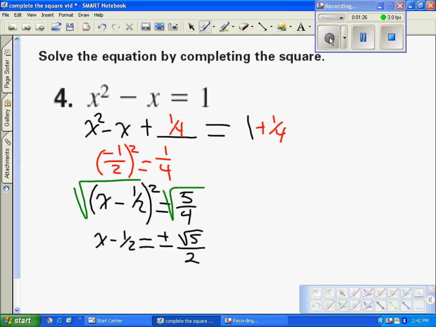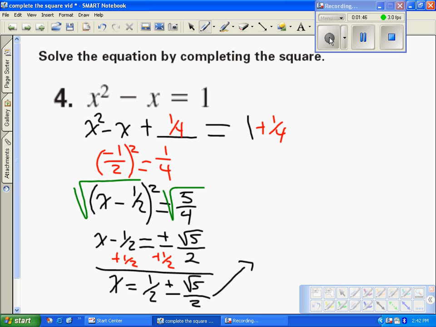Go ahead, let's add plus 1/2 to both sides, and we end up with x equals 1/2 plus or minus root 5 all over 2. Now that might also equal, since we have a common denominator, you could write that as x equals 1 plus or minus root 5 all over the common denominator of 2.